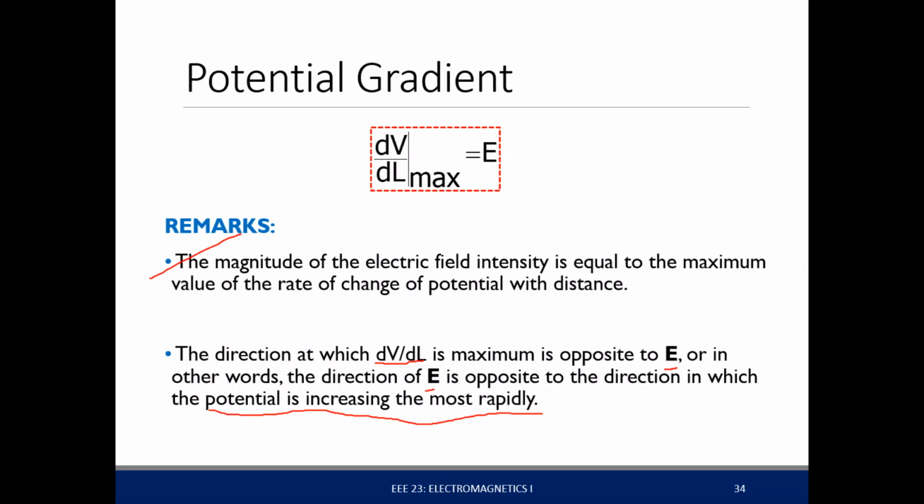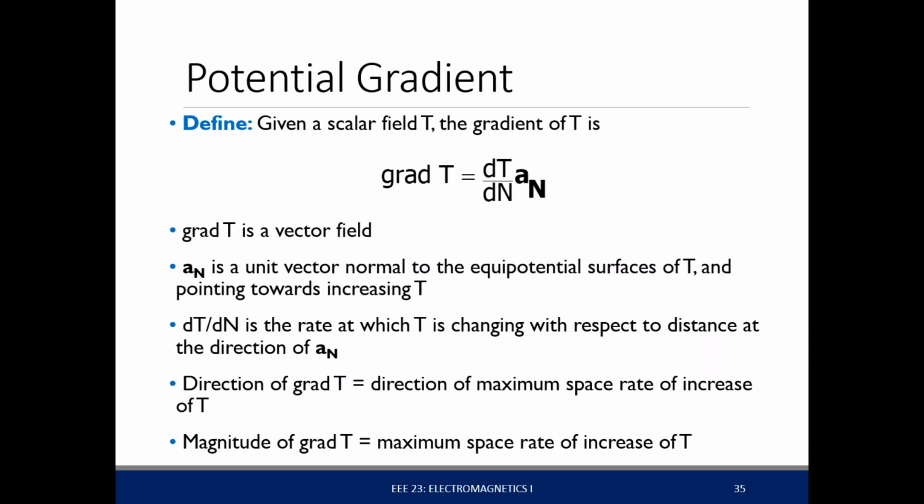Right? So now we define what we call the gradient of a scalar field. I've shown this to you in the previous lecture when I introduced the del operator. So this is where it comes in actually. The gradient of a scalar field T is defined by this function right here. Okay, so let's break it down. T is your scalar field. The gradient of T is a vector field with direction an, the unit vector normal to the equipotential surfaces of T and pointing towards increasing T.